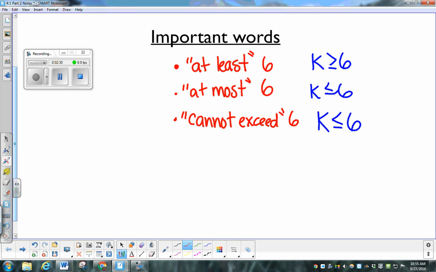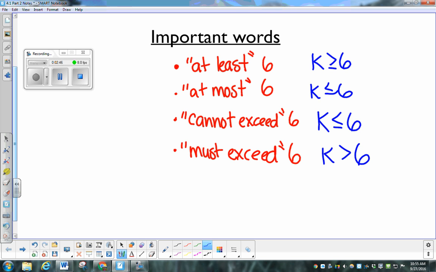Our next phrase is "must exceed." So if I said something must exceed 6, like k has to exceed 6, well then k has to be bigger than 6. If it must exceed 6, then it can't be 6. I can't put the little "or equal to" under this one because it cannot be equal to 6. It must be greater than 6.